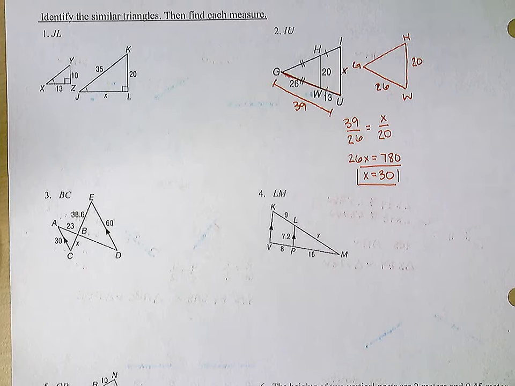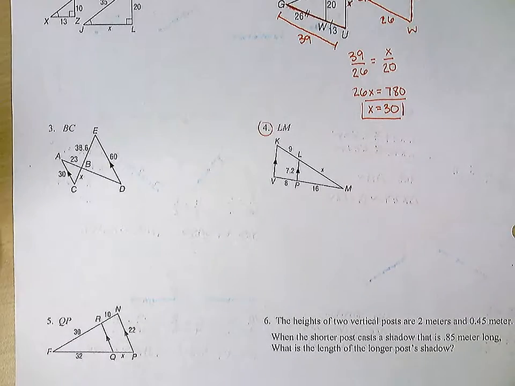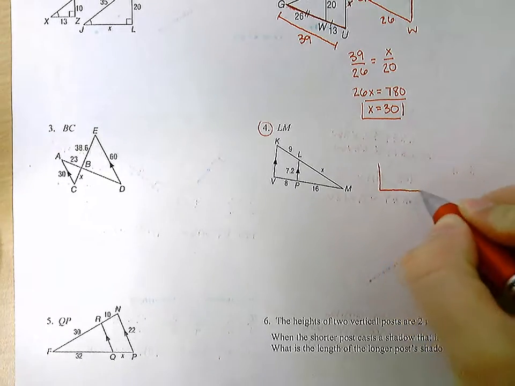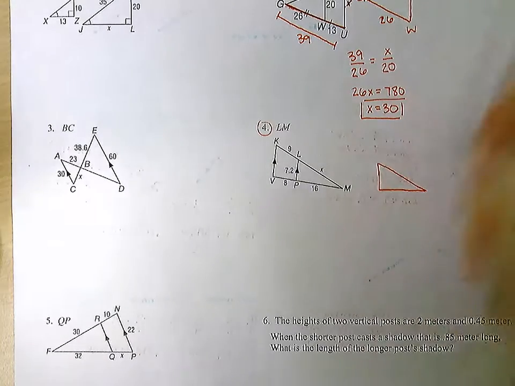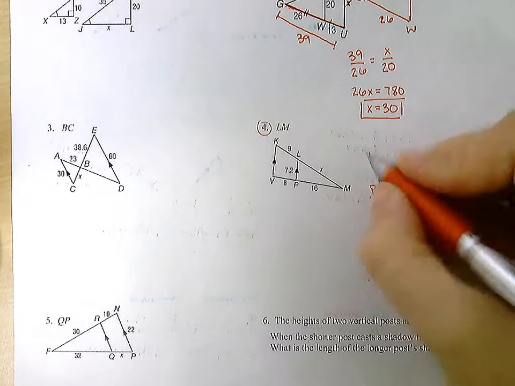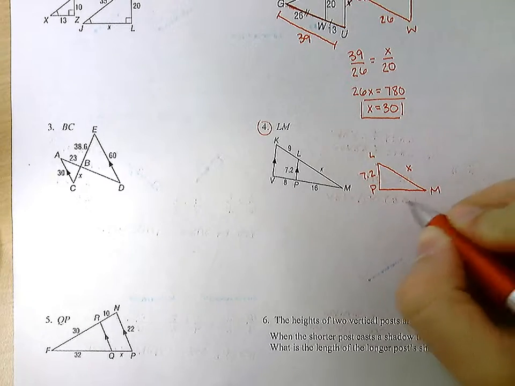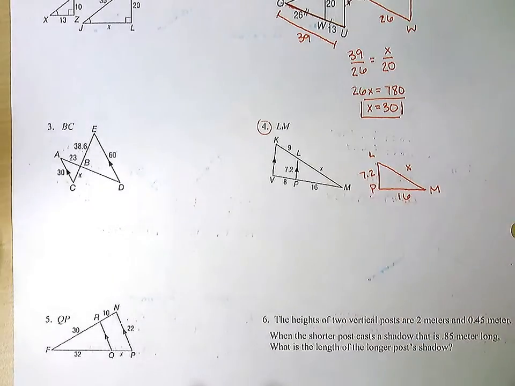Okay, next one I want to do is this one. Again, this one's a little bit different. So again, you have a smaller triangle within your larger triangle. So again, I'm just going to draw it off to the side real quick here. So I have triangle LPM. Side LP is 7.2. Side LM is x, and PM is 16.